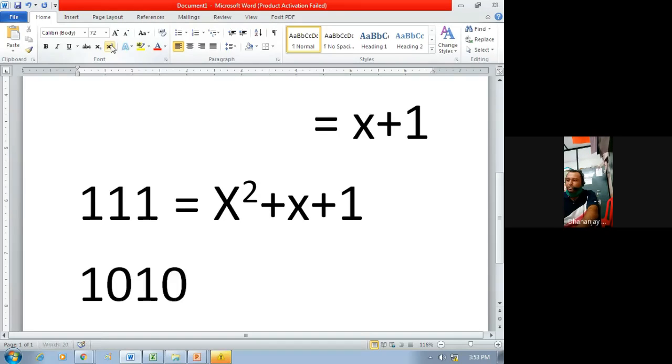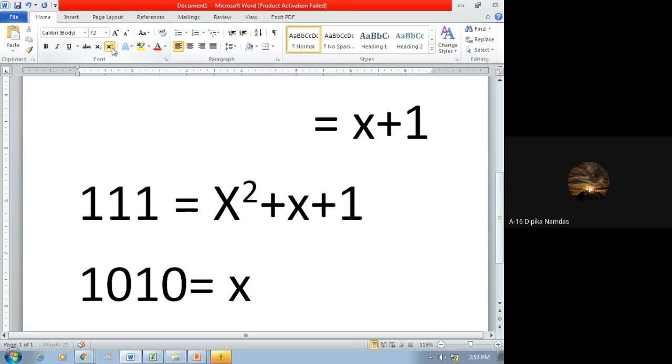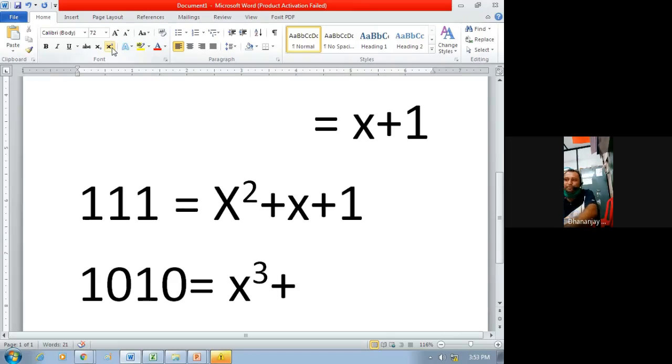तसं 1 0 1 0 असेल तर काय येईल? एक्स क्यूब प्लस एक्स. Very good. x cube plus x plus 1. That's it. Because unit position ची व्हॅल्यू इथं 0 आहे.